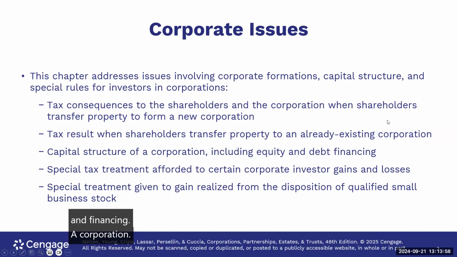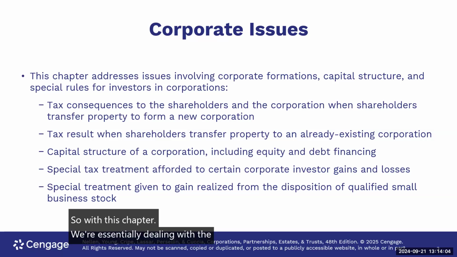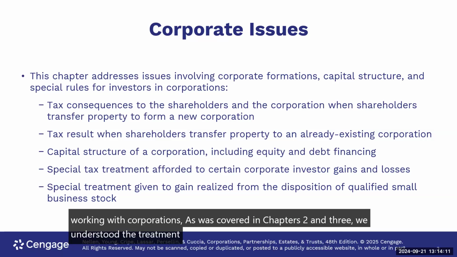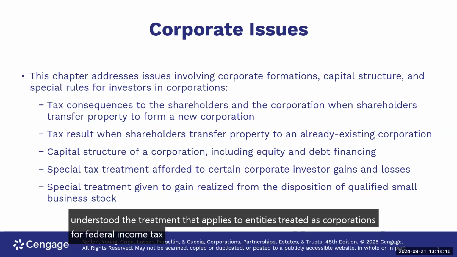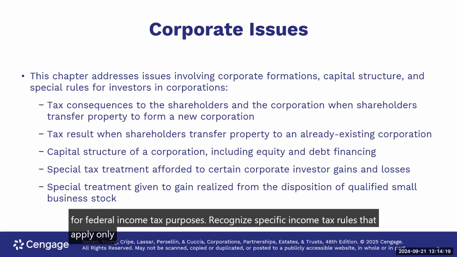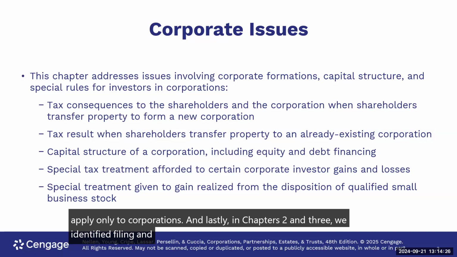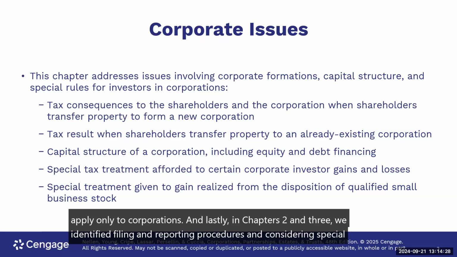With this chapter, we're essentially dealing with the four principal areas fundamental to working with corporations, as was covered in chapters 2 and 3. We understood the treatment that applies to entities treated as corporations for federal income tax purposes, recognized specific income tax rules that apply only to corporations. And lastly, in chapters 2 and 3, we identified filing and reporting procedures and considered special situations involving corporations.